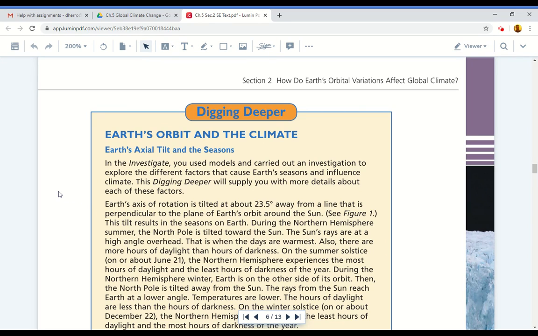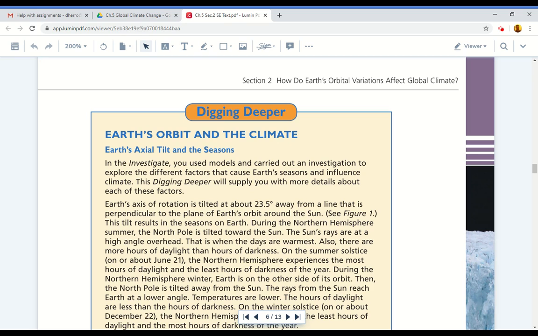Earth's axis of rotation is tilted at about 23.5 degrees away from a line that is perpendicular to the plane of Earth's orbit around the Sun. This tilt results in the seasons on Earth. During the Northern Hemisphere summer, the North Pole is tilted towards the Sun. The Sun's rays are at a high angle overhead. That is when the days are warmest. Also, there are more hours of daylight than hours of darkness.